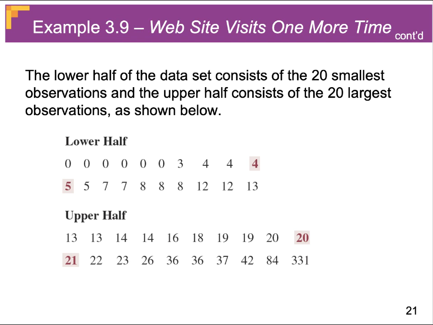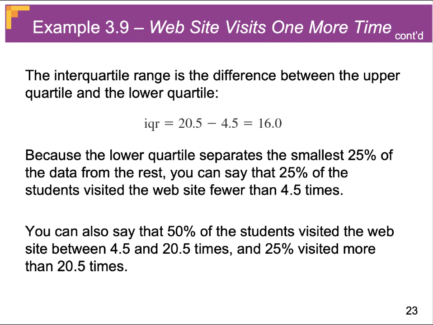Here, the median of those lower 20 numbers is 4.5. Since we have a 4 and a 5, we average them to get 4.5. And then in the upper half, we have 20 and 21 there in the middle, and so the upper quartile is going to be 20.5. We would then calculate the interquartile range by subtracting those two values. 20.5 minus 4.5, the interquartile range is 16.